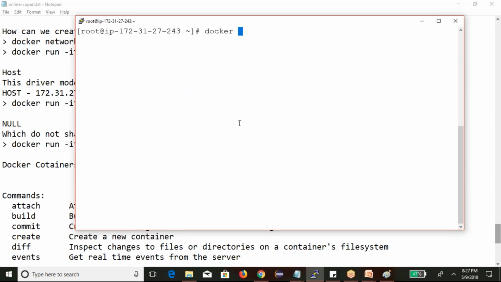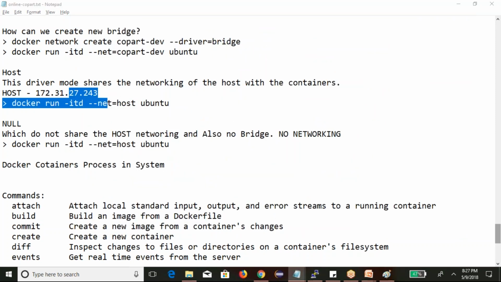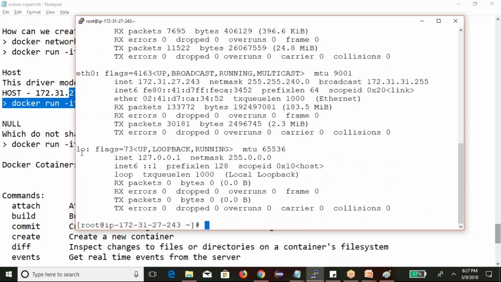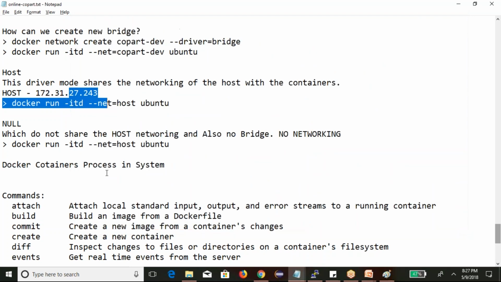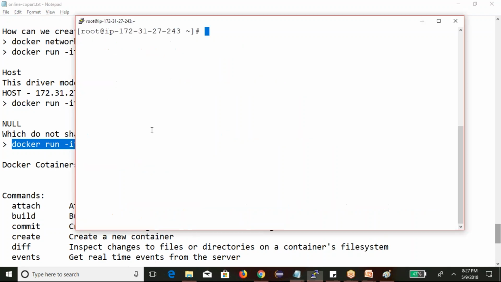Now I have everything in the default environment. So you can verify with network ls and ifconfig also. Now everything is docker0 and hello. Now let's create a container using the host, null driver. Okay, and here let's run it.